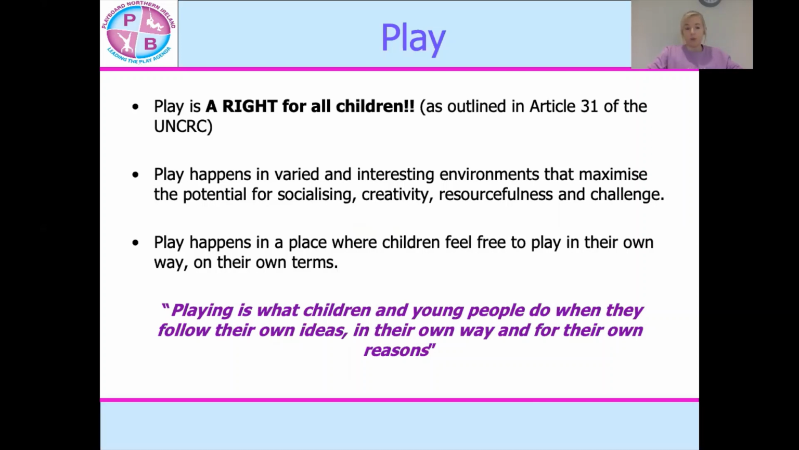For those who don't know, play is a right for young children. It's the same as having a right to safety, a right to a voice. It's a right as outlined in Article 31 of the United Nations Convention on the Rights of the Child. Play does happen in varied and interesting environments that maximise the potential for socialising, creativity, resourcefulness and challenge. And play happens in a place where children feel free to play in their own way, on their own terms.